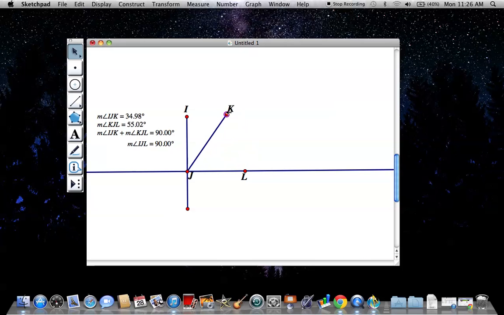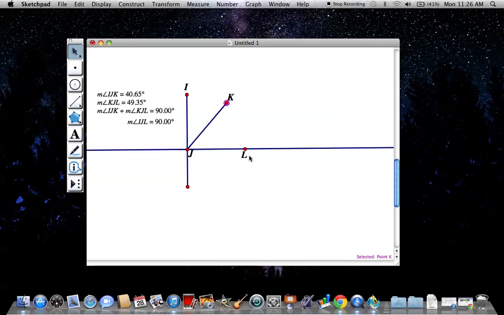Okay, you notice their sums never change, it's always 90. That means that both of these angles are complementary of each other. Now, they are also adjacent right here, but they don't have to be. Okay. All right, now vertical angles.